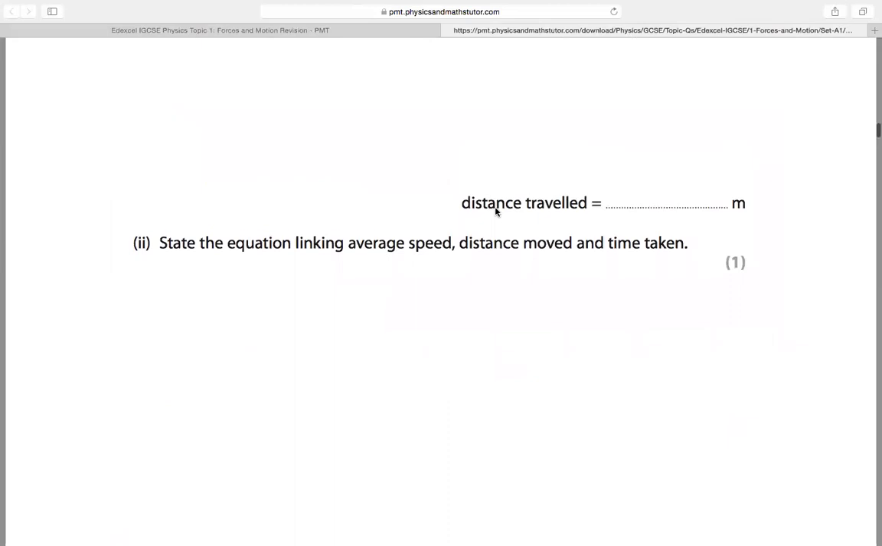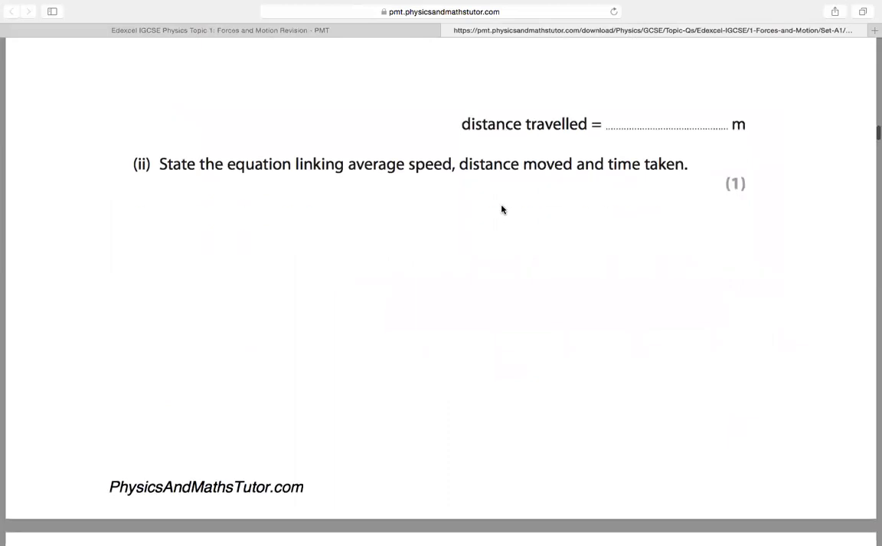State the equation linking average speed, distance moved and time taken. So what would that be? Basically write down the formula, where you have distance moved, time taken, and average speed. So this is easy. Average speed equals distance moved over time taken. That should be the formula.